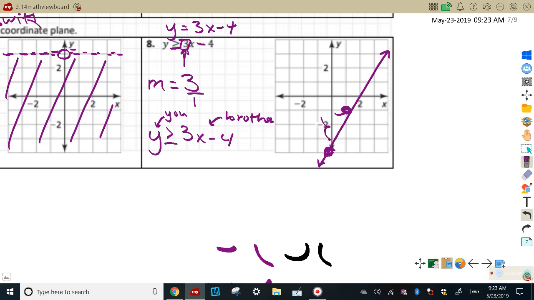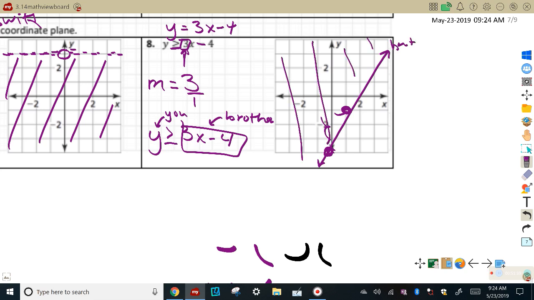Let's think about in terms of height. If that line is where your brother's at, because this line is really 3x minus 4, right? That's how we got that line. Would you shade above it, or would you shade below it? You shade above. So you are bigger than, or you are taller than your brother, which is this line. So we're going to shade above this line.